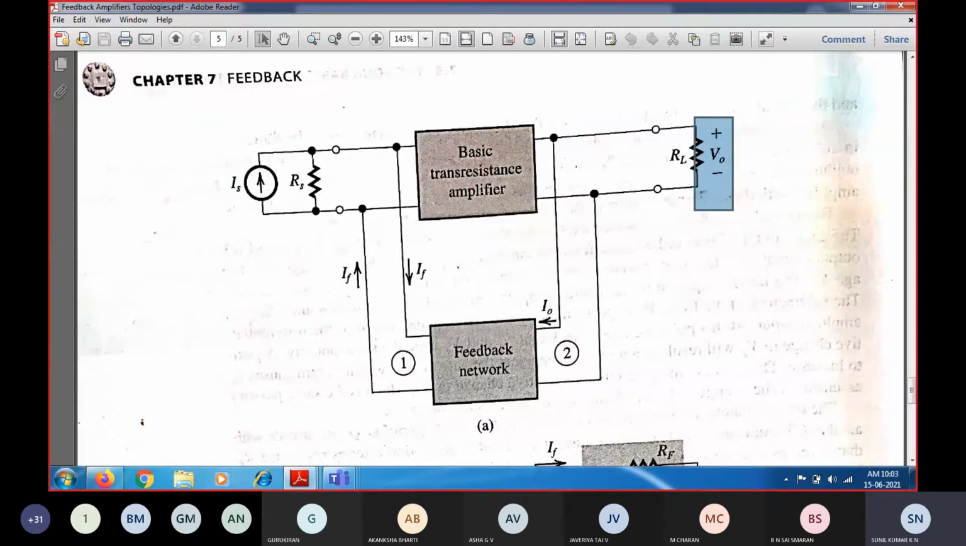It is nothing but current as the input and the output is the voltage. So voltage we need to take a sample, and current we need to mix across the input side. So voltage sampling will take place as in a voltage amplifier. So we are going to have a feedback amplifier connected in parallel. At the same time, the input side is sampling.